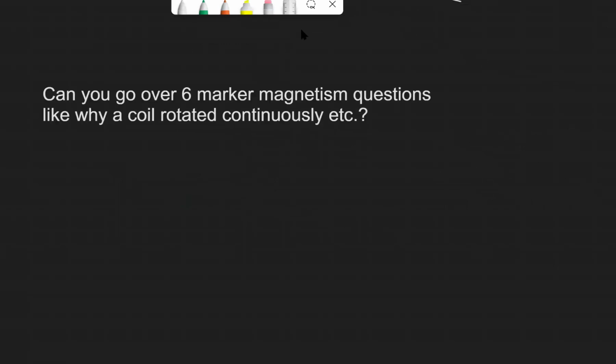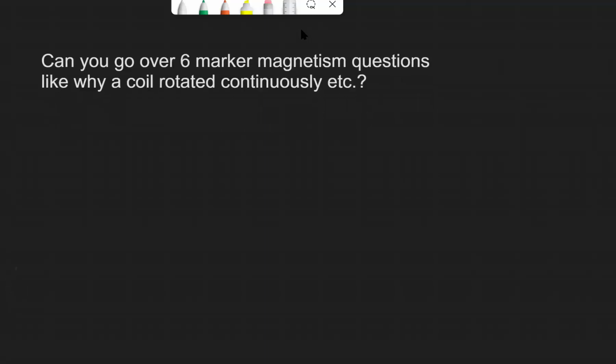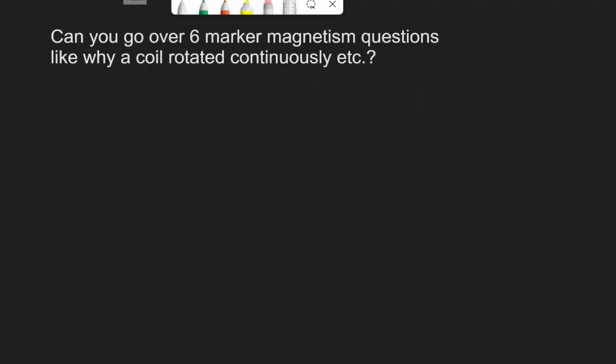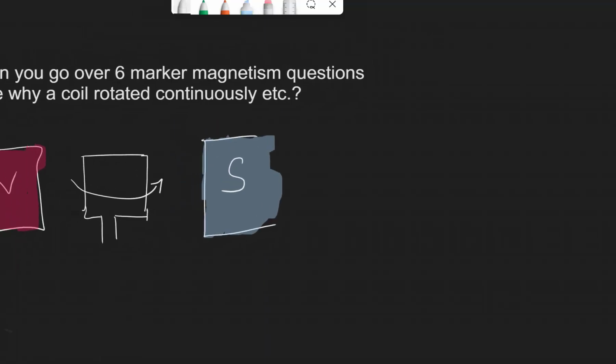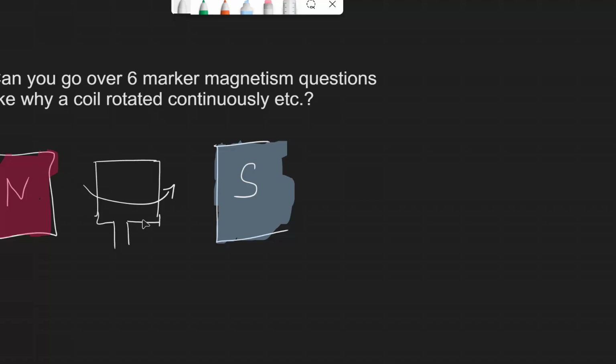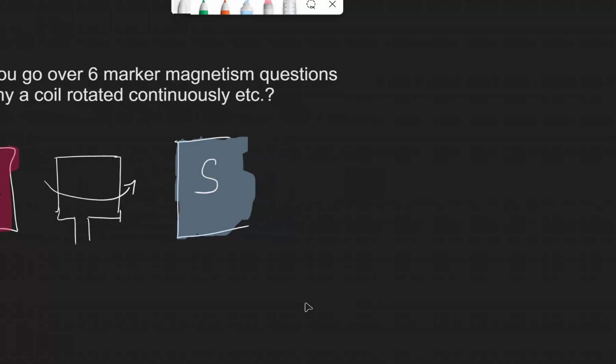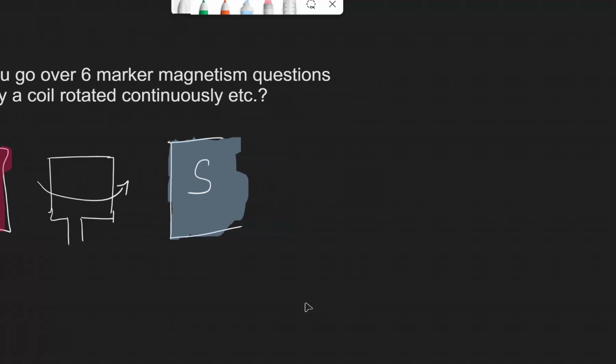Next question, can you go over 6-mark magnetism questions like why coil rotated continuously, etc.? Okay, well, let's draw a coil between a magnet. Well, here's my drawing across here. We have a magnet and the field lines are going to be going north to south. And here I've got a wire that essentially is spinning between the magnet. So in a way, this here is an electric generator. There will actually be a current that's produced. Well, why is that? Let's put that into a typical sort of extended response question form.